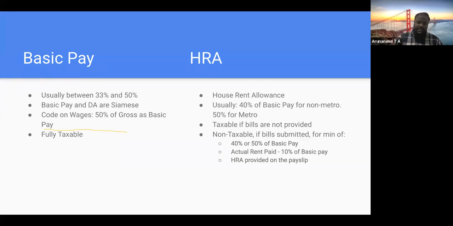A senior manager will have, or by theory should have, a larger basic pay than a junior manager. That's how it is. Okay. So basic pay is introduced to give a perspective of how big or small somebody is in the ladder of a hierarchy. So basic pay is usually between 33% and 50% of your gross pay.